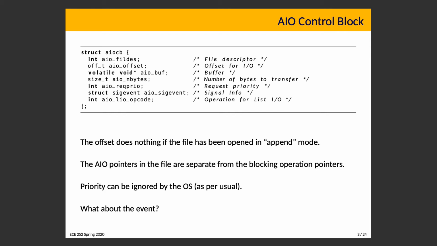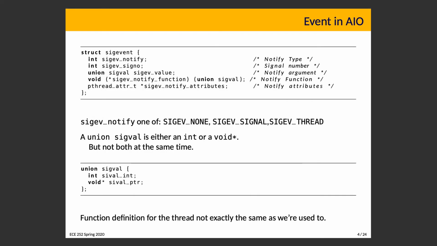But let's open up the event. Okay, so the event in AIO consists of the following things. It has an int sigev_notify, an int sigev_signo (the signal number). It has a signal value. It has a function and a set of attributes.